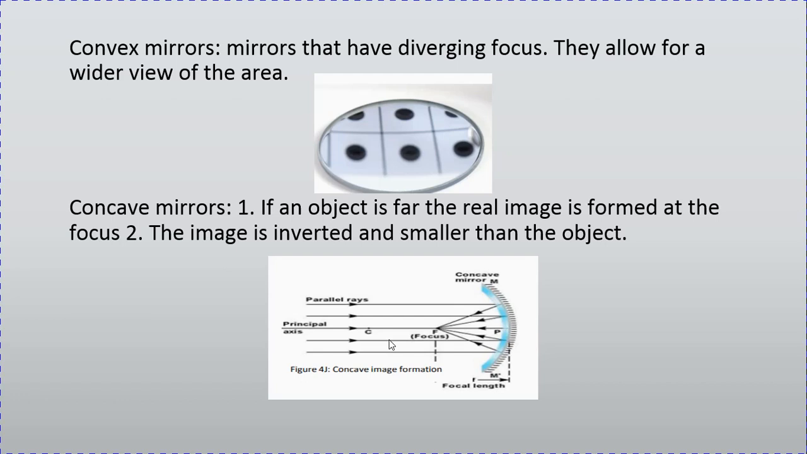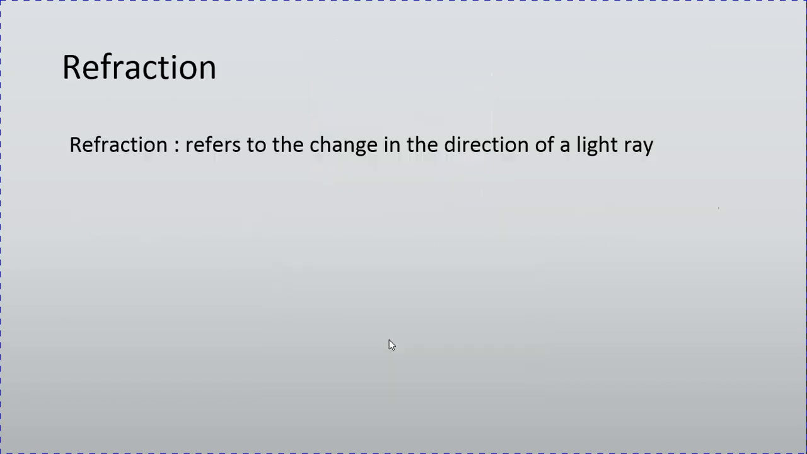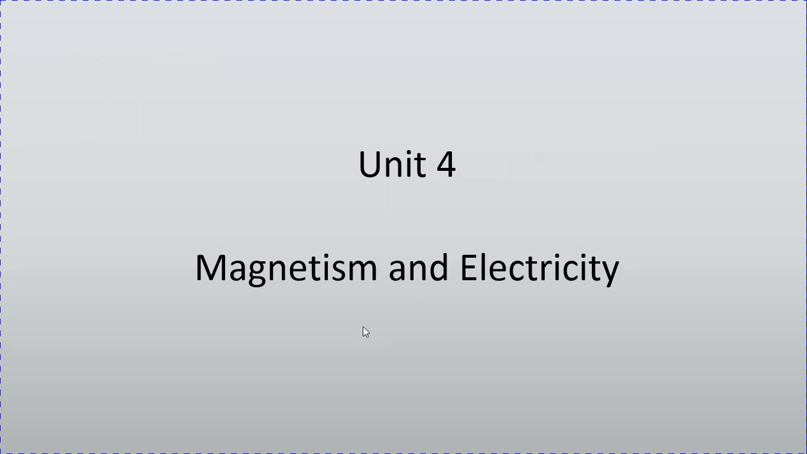Concave mirrors, if an object is far, the real image is formed at the focus. The image is inverted and smaller than the object. Now we look at refraction. Refraction refers to the change in the direction of a light ray. That's where Unit 3 ends.